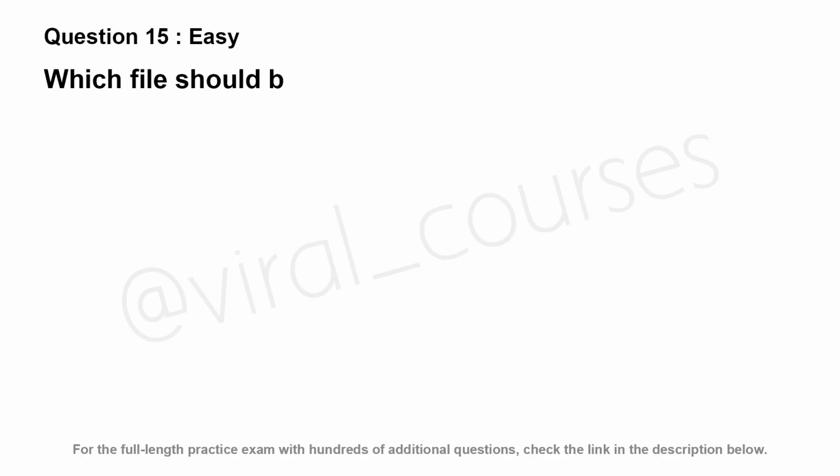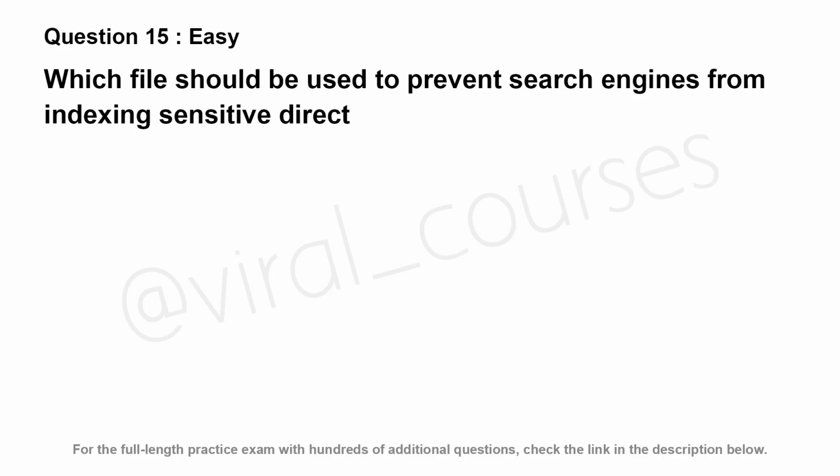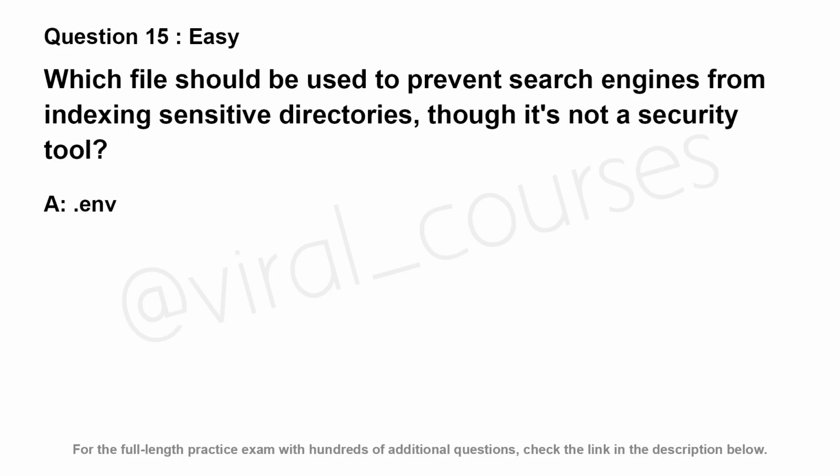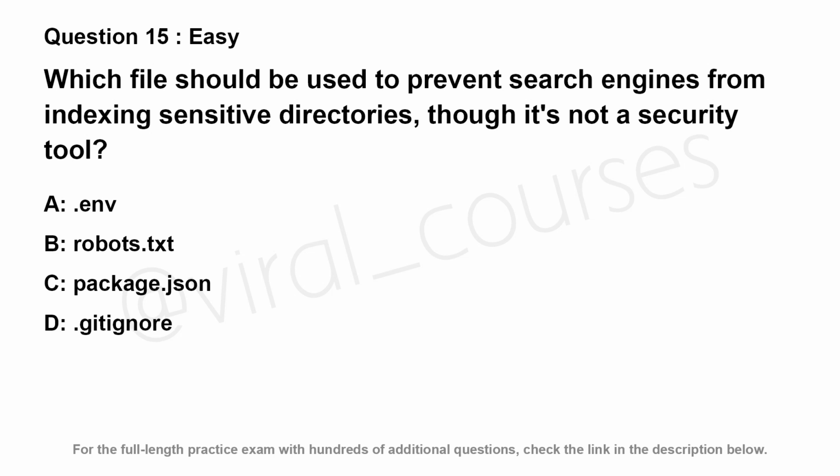Which file should be used to prevent search engines from indexing sensitive directories, though it's not a security tool? Option A, .env. Option B, robots.txt. Option C, package.json. Option D, .gitignore.